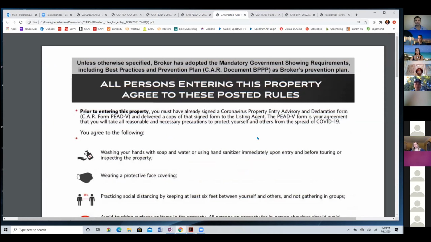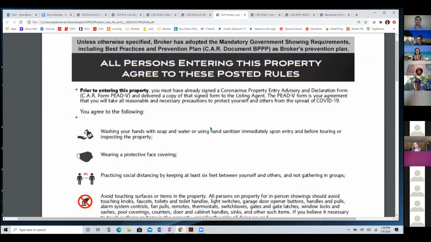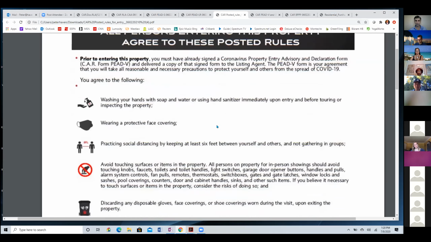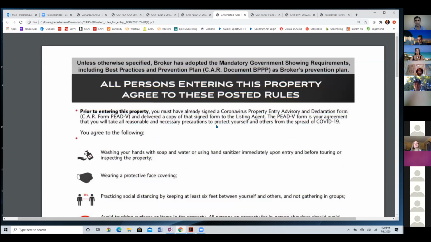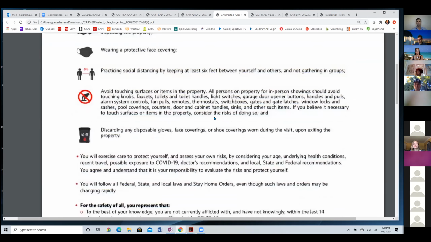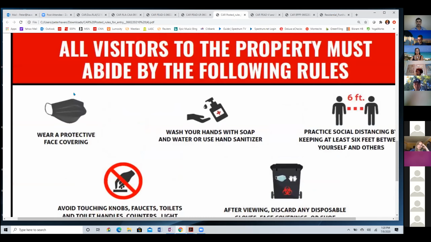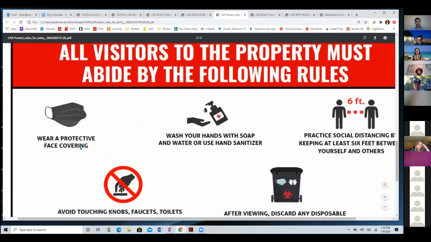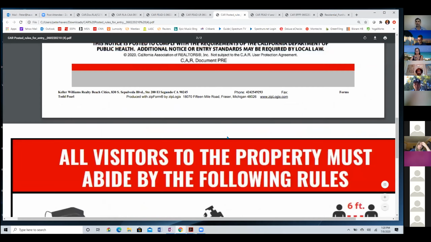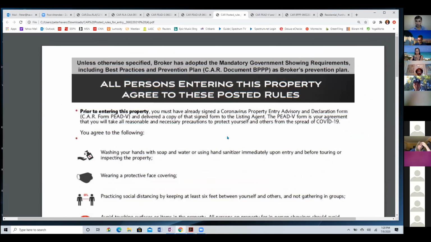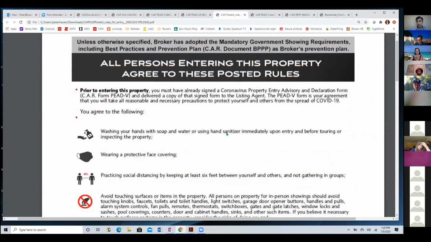But CAR, and I'm really very impressed with CAR. I can't say it enough. They don't get everything perfect, but they really do a good job of trying to protect us and give us tools to deal with this. CAR comes up with this sign, and it looks like a 2-page sign. It's nice. It's got red. It's got images. It's got the protective mask. Don't touch stuff. Throw it away. 6 feet. Wash your hands. All the stuff that people already know. But it's good to have this sign.